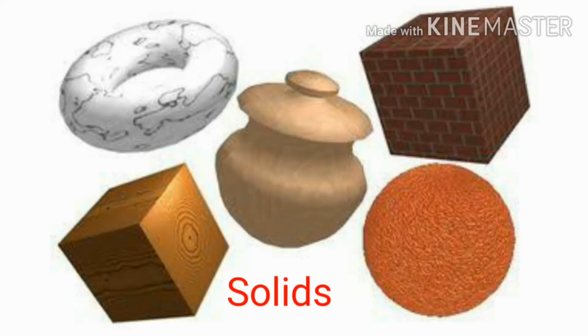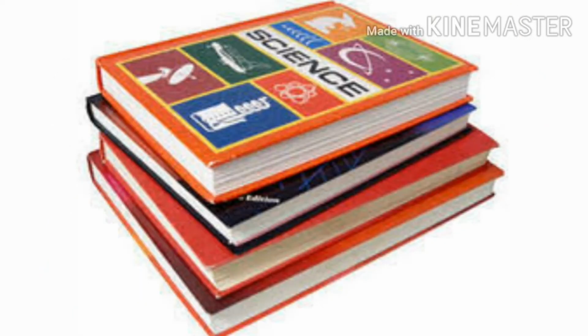Solids. Solids are substances that are usually hard and have a definite shape and size. Look at your science book. It has a fixed shape. Whether it is kept on a table or on a chair, it does not change its shape and occupies the same amount of space anywhere you put it.